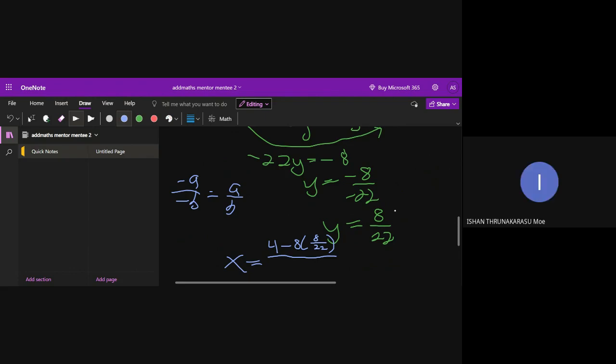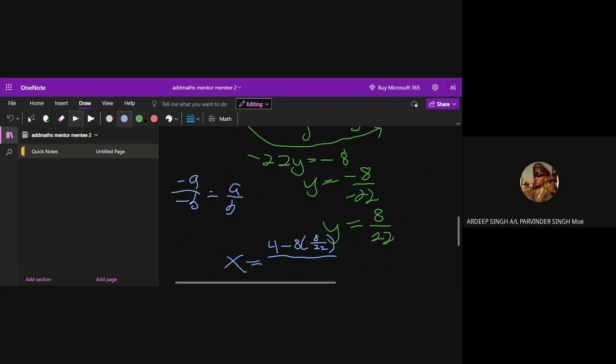Up there, you put y equals negative 8 over 22 over negative 22, right? Then down you put y equals positive 8 over 22. Because this one I told you the concept: if it's negative A over negative B, then you'll get A over B. Or simple like that.